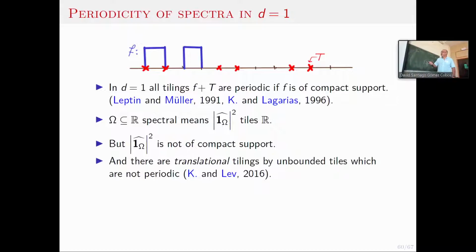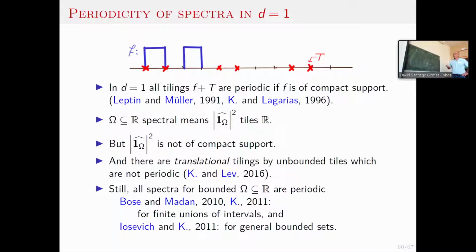Yet, it took a while to find counterexamples. Myself and Lev found a counterexample of tiling of the line without any periodicity. Of course, the function f would have to be of unbounded support. And myself and Josevich, this is, I think, one of our best results. We proved that in the line, for any bounded set, every spectrum is periodic.